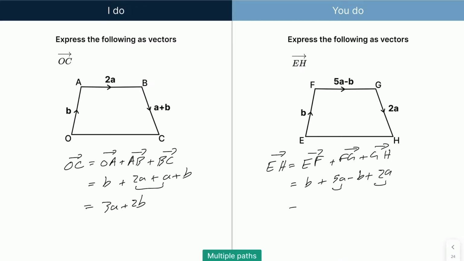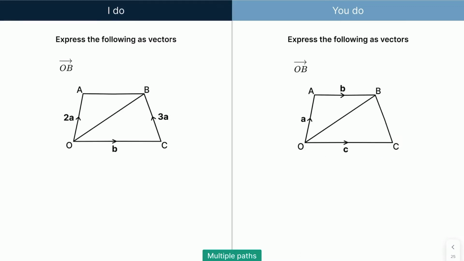Looking at the A's, that's 7A, and the B's cancel out, so we are left with 7A. So looking at this one now, O to B, how do we go from O to B? Well, we can't go down this way because we don't really know anything about this. I guess we could figure it out, but that just looks like an easier route. I already have that vector, so that's exactly what I'll use. O to B, which is going to be O to C plus C to B, which is B plus 3A.